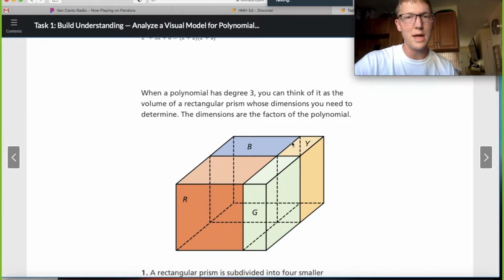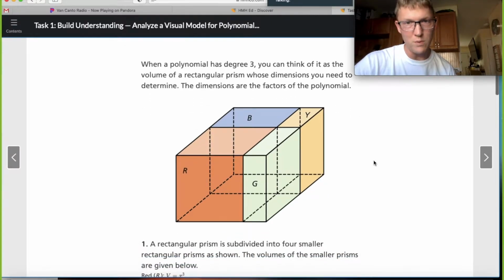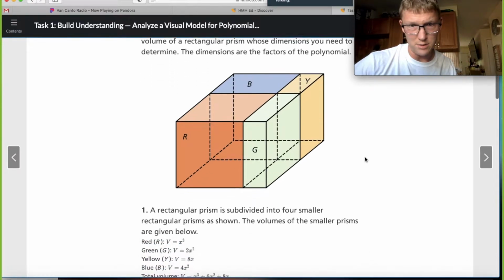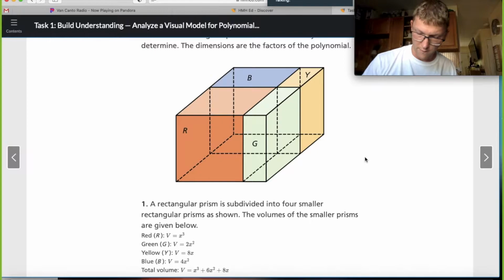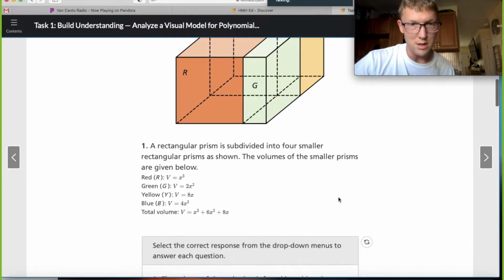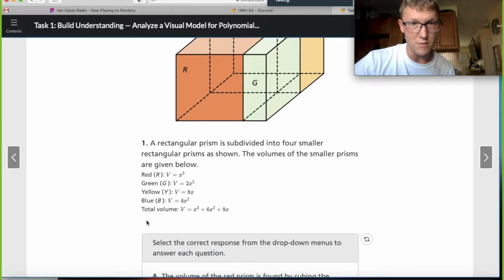So when a polynomial has a degree 3, like an x cubed, you can think of the volume of a rectangular prism whose dimensions you need to determine. Dimensions are factors of the polynomial. So this is one way to visually think about it. You've got the volume of all these different rectangular prisms, and then our total volume is just all of them added up together.